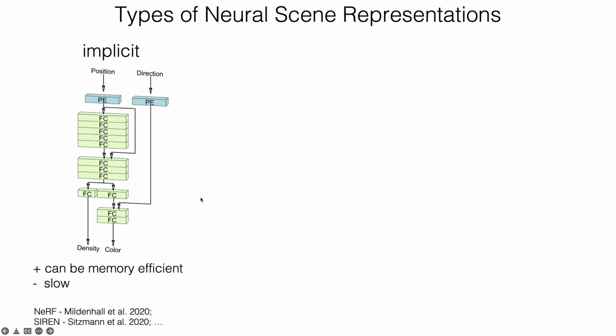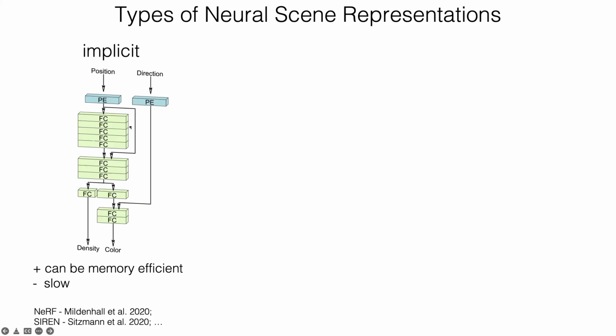And these are really interesting because they can be more memory efficient, especially for high dimensional signals. So think about the position as a 3D vector. The direction is maybe in this case a 2D vector. So there's a 5-dimensional function that maps 5D input to 4D output, 1 dimension for the density, 3 for the color. If you were to represent this in a discrete grid, you'd quickly run out of memory. So thinking about these MLPs as encoding a high dimensional lookup table, if you want, is a really great way to represent such a high dimensional scene.